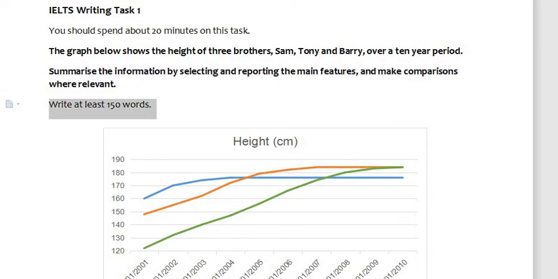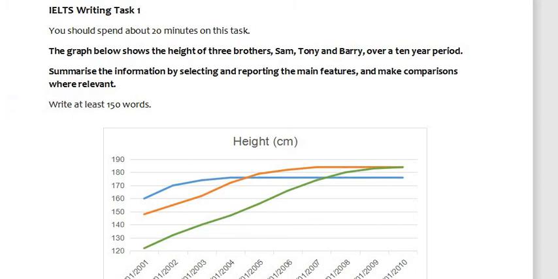And finally we have the phrase "write at least 150 words." Notice the phrase "at least," which means you can write as many words as you want as long as it is not less than 150 words. If you write less than 150 words, your score will be penalised.